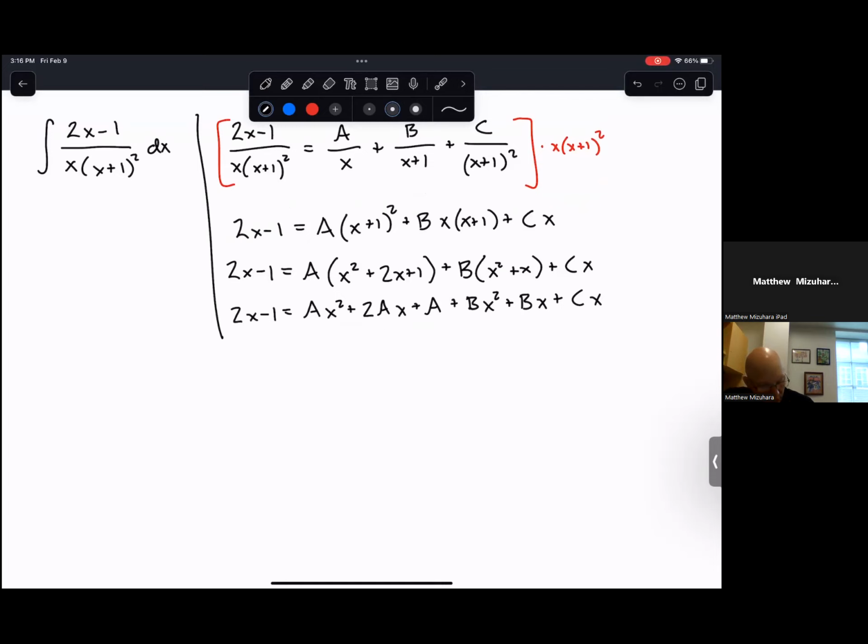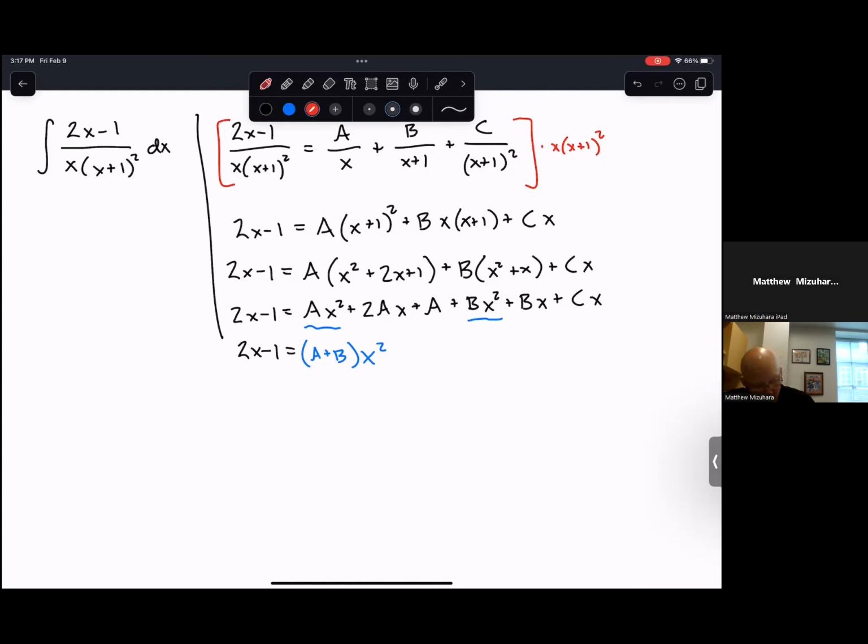And now the key idea is to continue manipulating the right-hand side. I'm going to collect all of the like powers of x. So first, all of the x squared terms, I'm going to group together as x squared. And if I factor out the x squared, I'm going to have an A plus B left over, right? So I have Ax squared plus Bx squared. Factoring out the x squared, I have A plus B in parentheses left over.